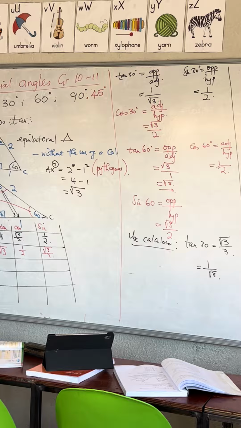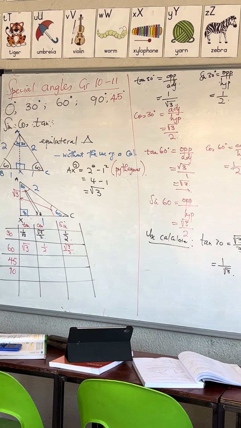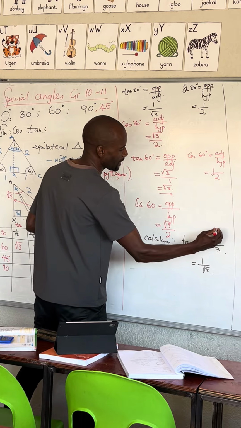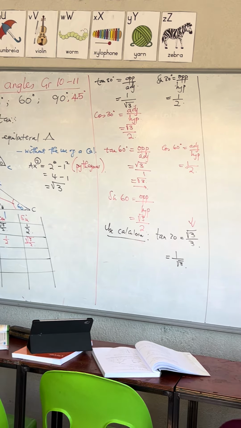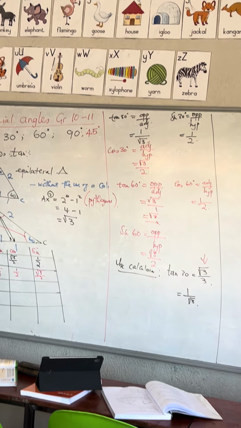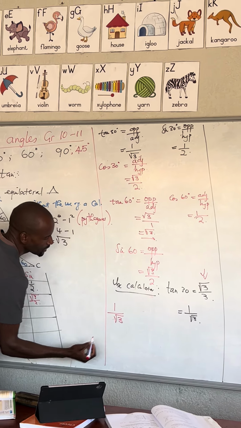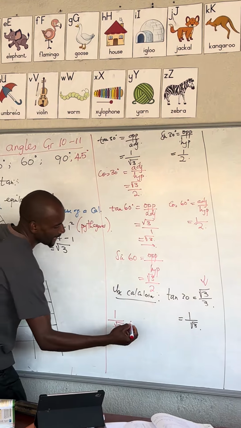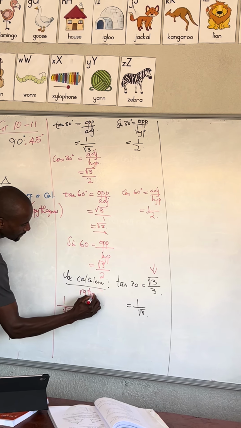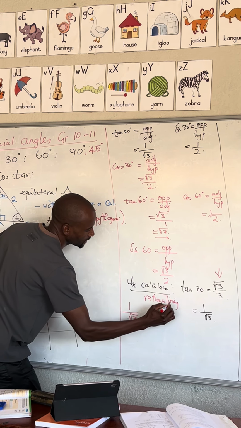So what is the difference? If you manage to come up with this answer, it means that you are using a calculator. But this answer and this answer are the same. Let's go with 1 over √3. Here they are rationalizing. It's called rationalizing the denominator.